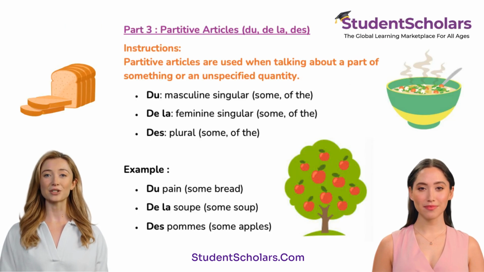Partitive articles are used when talking about a part of something or an unspecified quantity. Du, masculine singular, some of the. De la, feminine singular, some of the. Des, plural, some of the.